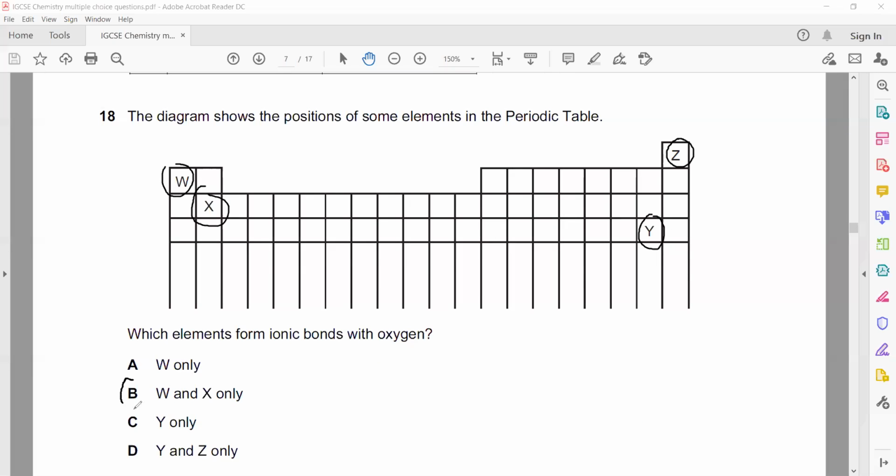So Y will form a bond, but it will not form an ionic bond, it will form a covalent bond. Metal reacts with non-metal to form an ionic bond. So with oxygen, when they react, they will transfer electrons. That's why the bond will be ionic.